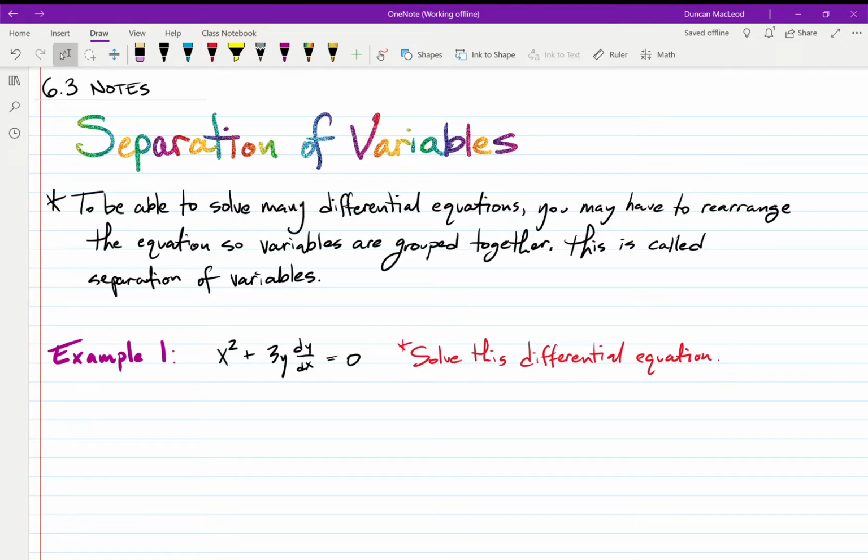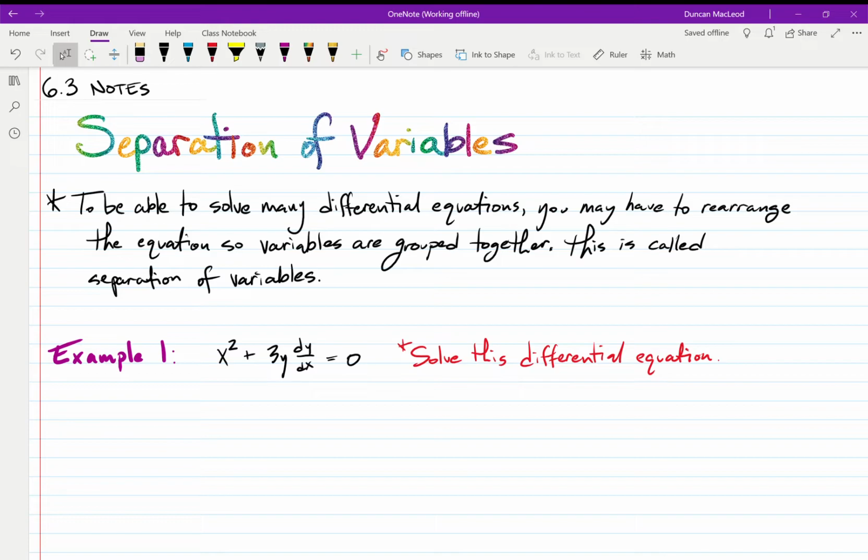Hey, last section of chapter 6, separation of variables. So separation of variables is a method that we use, and its purpose is that many differential equations, when you go to solve them, you can't integrate them right away because the information's not in the correct spot to be able to do that. We really only know how to integrate with one variable. And so a lot of times what we have to do is rearrange the equations so the variables are grouped together to be able to integrate, because that's how you solve a differential equation.